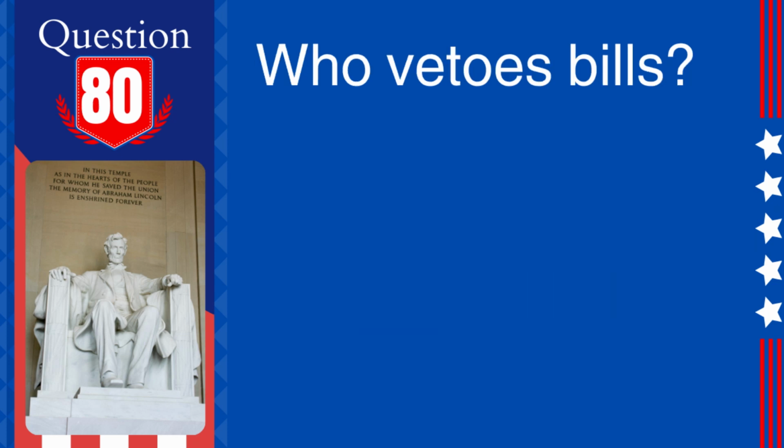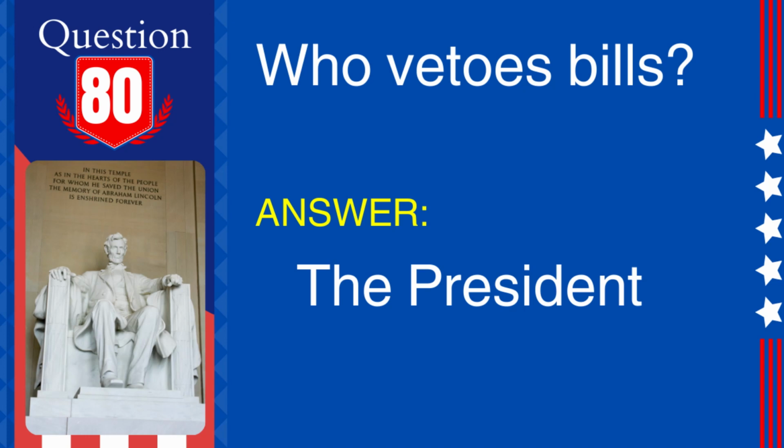80. Question: Who vetoes bills? Answer: The President. Explanation: The President has the power to veto or reject legislation passed by Congress, which can be overridden only by a 2/3 vote in both the House and Senate.